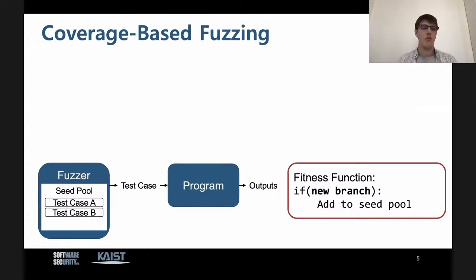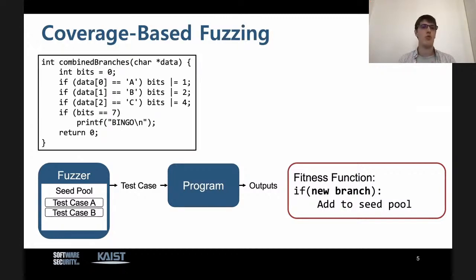The idea of coverage-based fuzzing is very simple. It says if there is a new branch in the test case we just ran, a branch which we never saw before, we add it to the seed pool. Let's take a very simple example. In this program, there are 4 branches. The first 3 branches are activated by the first 3 bytes. The first byte activates the first branch, the second byte the second branch, and the third byte the third branch. The fourth branch is activated when the first 3 branches are activated at the same time.